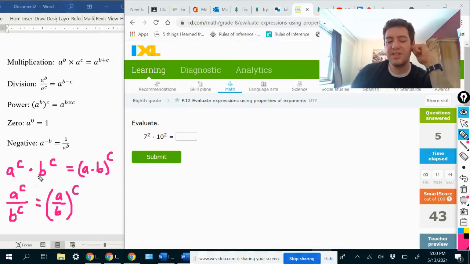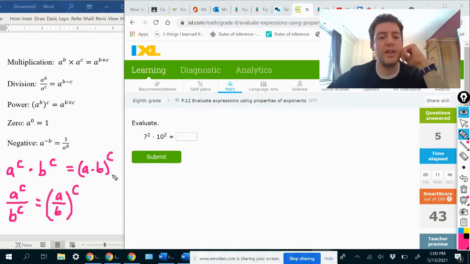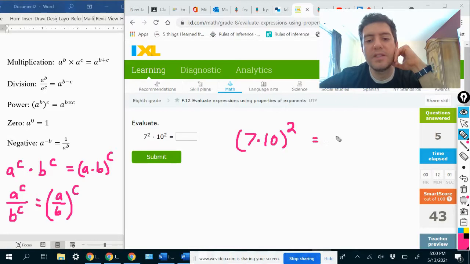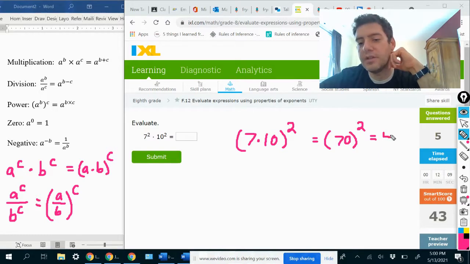This is not actually going to save us so much time, though, for evaluating this, but if we wanted to, we could say that 7 to the second power times 10 to the second power is the same thing as 7 times 10 to the second power. That's using this rule over here. And 7 times 10 is 70 to the second power, so that means 70 times 70, which is 4,900.